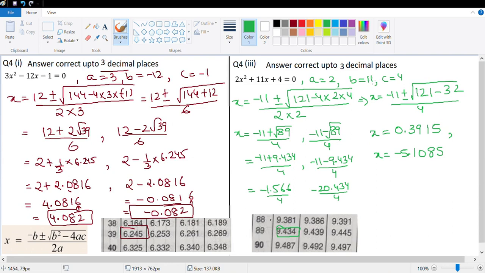They want the answer up to 3 decimal places, so I look at the fourth digit, 5 or more than 5. So the first answer is negative 1.566 divided by 4, which is negative 0.392. And this is again, the fourth digit is 5 or more than 5, so I add 1 to the previous digit, which is negative 5.109. Right, that's my correct answer.